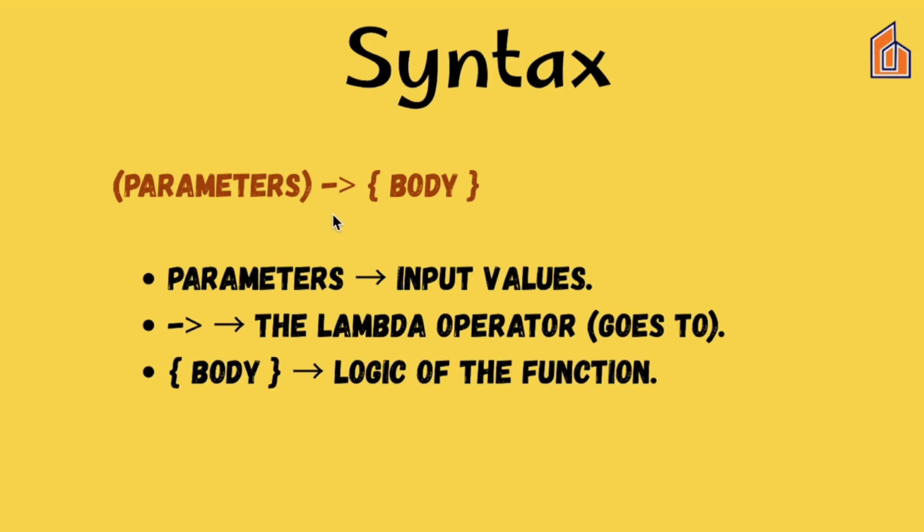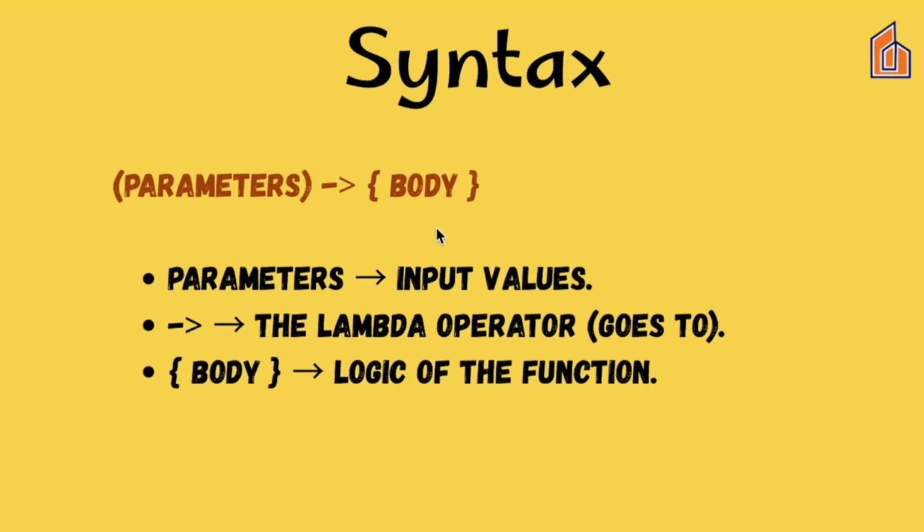Next we have the arrow. The arrow operator is called the lambda operator, this one. You can read it as "goes to". It separates the input parameters from the body of the function. Then finally we have the body. This contains the logic or the actual code you want to execute. If the body has just one line, you can skip the curly braces. If it has multiple lines, you must enclose them with curly braces.